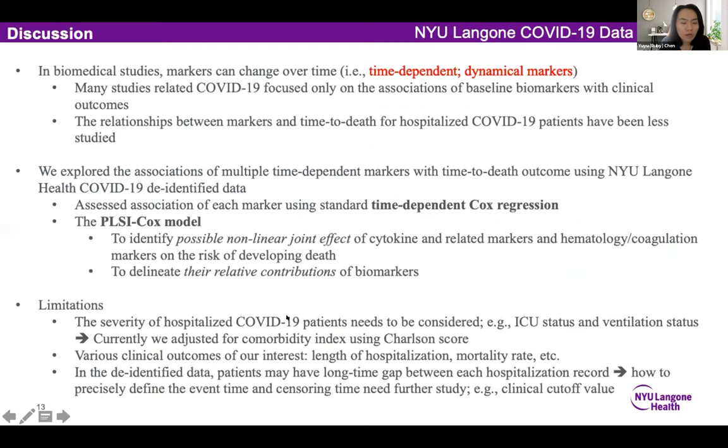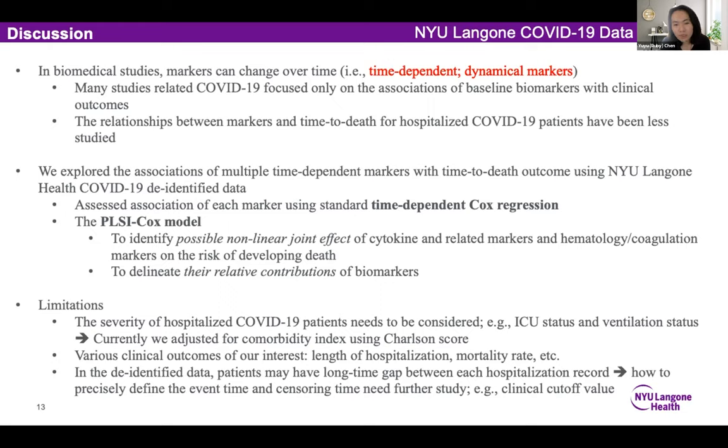So in conclusion, in biomedical studies, markers can change over time. Many studies related to COVID-19 only focus on the association of baseline biomarkers with clinical outcome. The relationship between markers and time to death for hospitalized COVID-19 patients has been less studied. In this project, we explore the association of multiple time-dependent markers with the time to death outcome using the NYU Langone Health COVID-19 de-identified data, and we assess the association of each marker using standard time-dependent Cox regression. We also assess them using the PLCI Cox model to identify possible nonlinear joint effects of these biomarkers, and we were able to delineate their relative contribution.